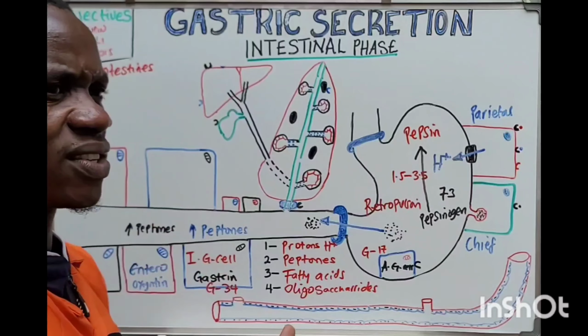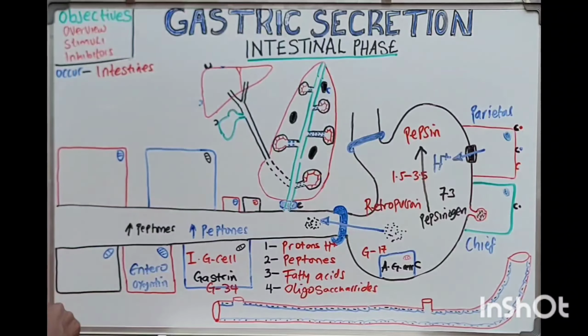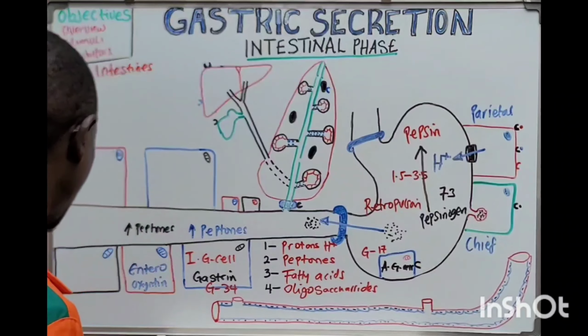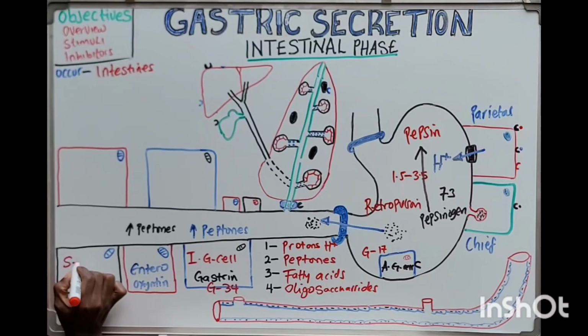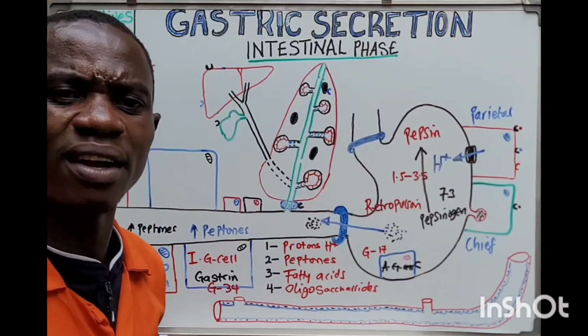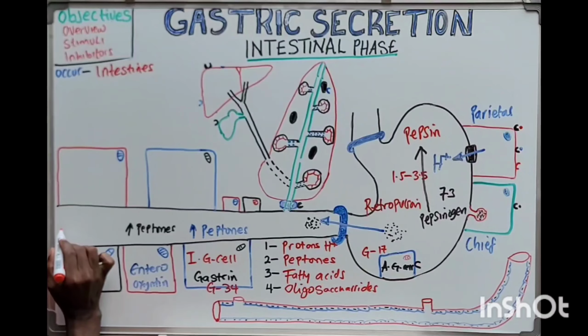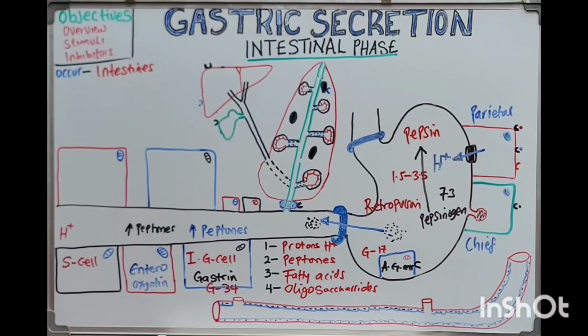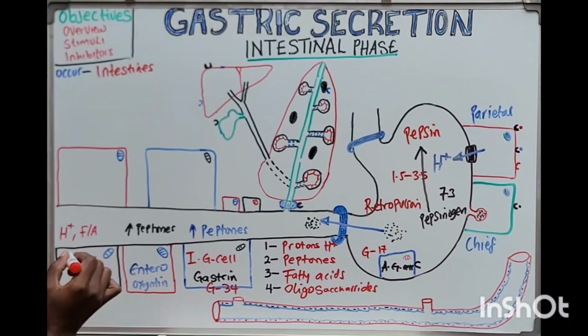Okay. So now let's go ahead and see the inhibitory factors of the intestinal phase of gastric secretion. Now, within the mucosa of the intestine, we have this cell. This cell is super important. You know how this cell is called? This cell here is what we call the S cell. This S cell is sensitive to a lot of different molecules within this chyme. This cell is sensitive to high levels of protons. That is one. It is also sensitive to fatty acids. Whenever these two molecules come in contact with this cell, it becomes activated.